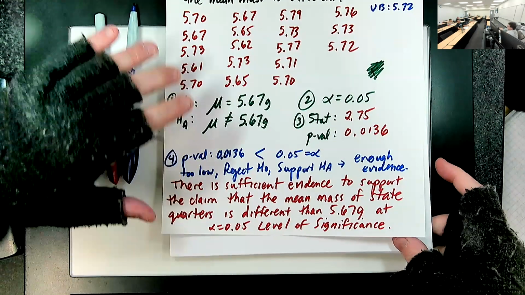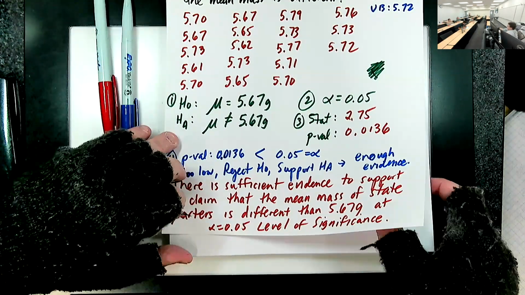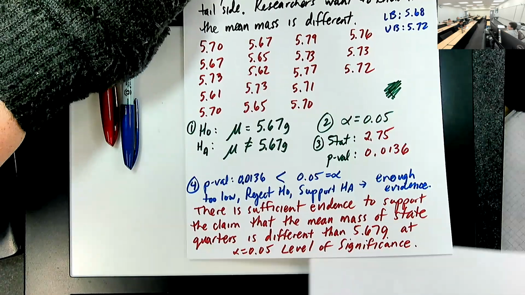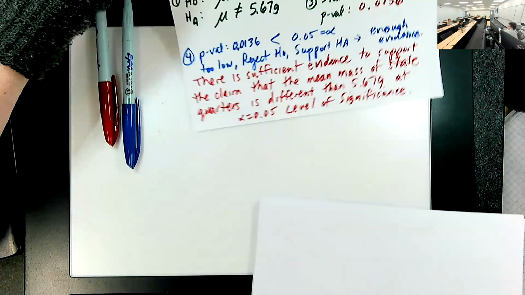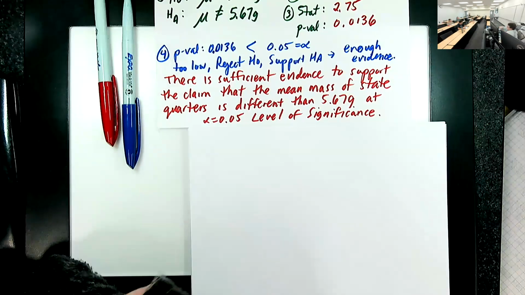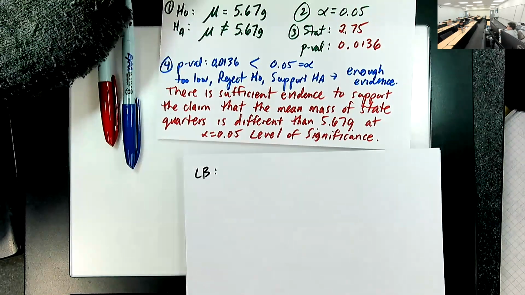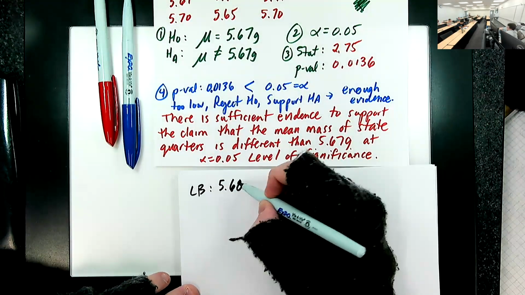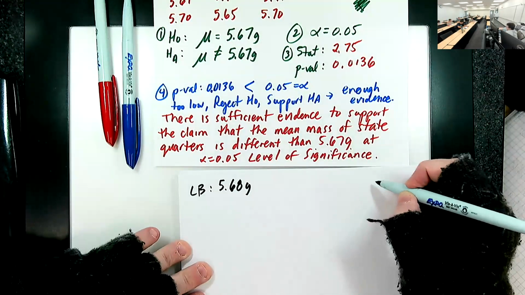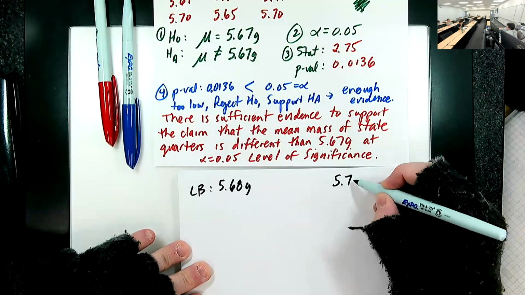So we did our test here. We figured out this is the basics of what you would see on one of the final exam questions. Let's take a look at that lower bound, upper bound thing and ask, why did Jones do that? Where was Jones going with this? So my lower bound was 5.68, upper bound was 5.72.